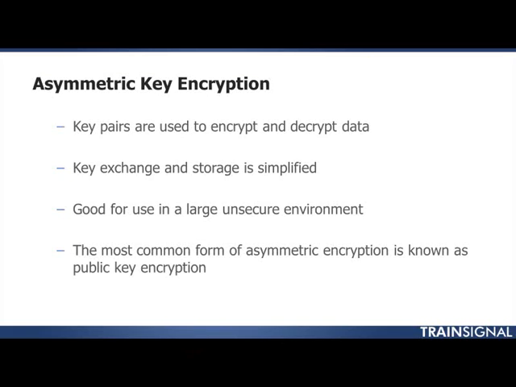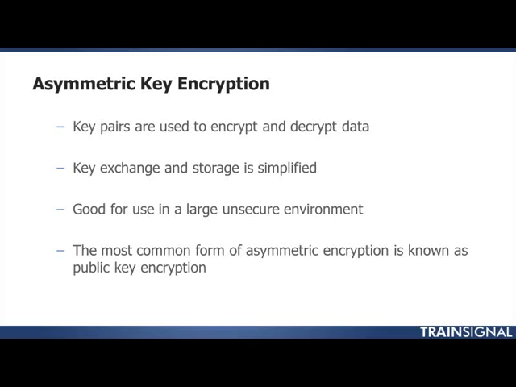So what does that mean? Well, let's talk about asymmetric key encryption. With asymmetric key encryption, something called key pairs are used to encrypt and decrypt the data. Okay, so you have a pair of keys. One key in the pair is used to encrypt, whereas the other key, the matching paired key, will then be the one that is used to decrypt the data. Key exchange and storage is simplified, which means it is good for use in a large, unsecure environment. And guess what? The most common form of asymmetric encryption is known as public key encryption, which is exactly what we are talking about here. That's how this is all coming together.